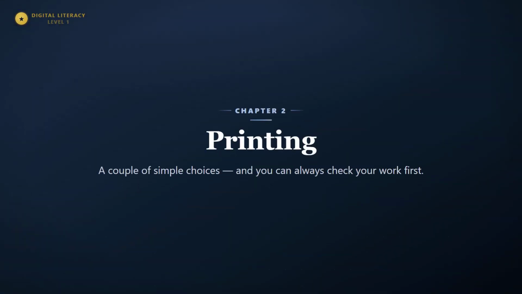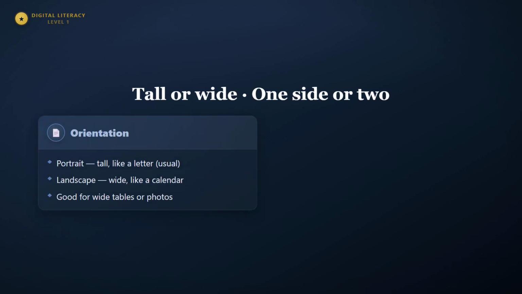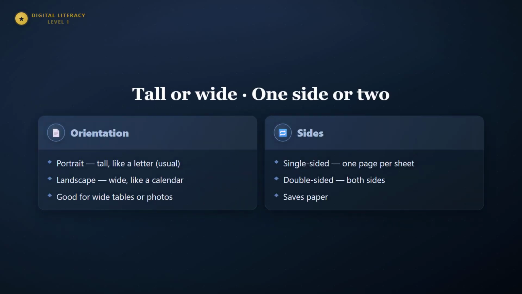Chapter 2, Printing. Before any paper comes out, you make a couple of simple choices, and you can always check your work first. 2 choices change how your page looks. The first is orientation, tall or wide. Portrait is tall, like a letter, the usual choice. Landscape is wide, like a calendar, good for a wide table or a photo.